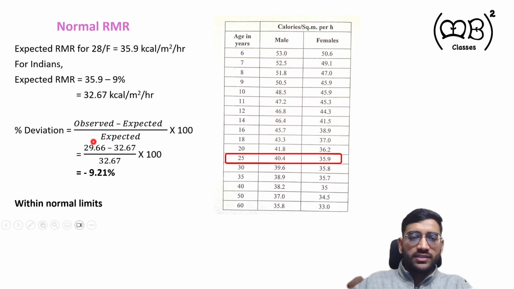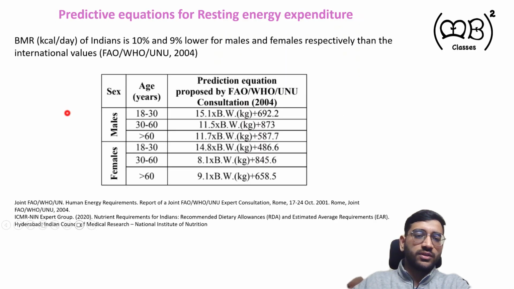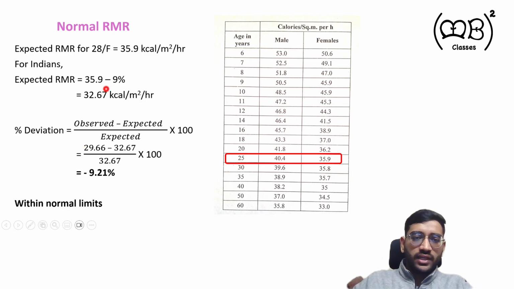The percentage deviation is observed minus expected, upon expected, into 100. Observed value was 29.66 kilocalories per meter square per hour. And the expected value for the Indian standards, after subtracting from the Western standards, is 32.67. This gives us a percentage deviation of minus 9.21%, which is within the normal limits because normal limits are plus minus 10%.